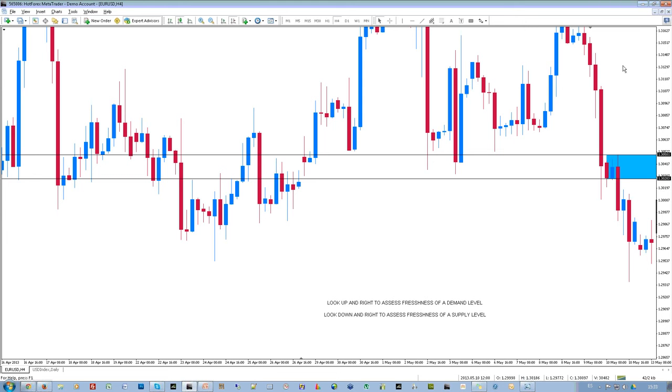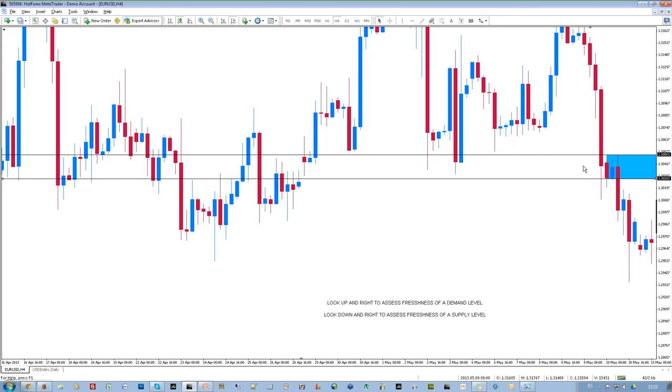But in order to know if this level is original or not, we need to do something different. We need to look for a supply area. We need to look up and left, because left is the historical price on that price chart. The right is the future. So we look up and left to know how original it is.